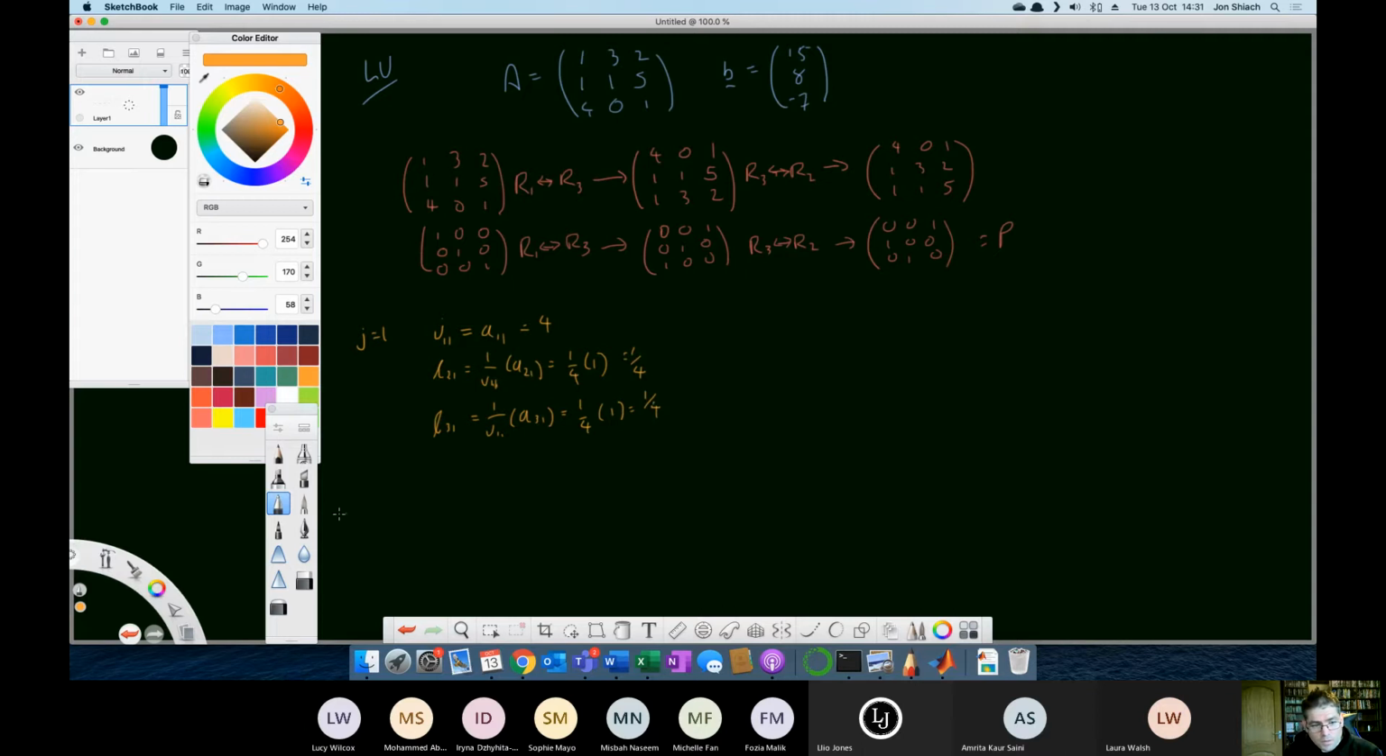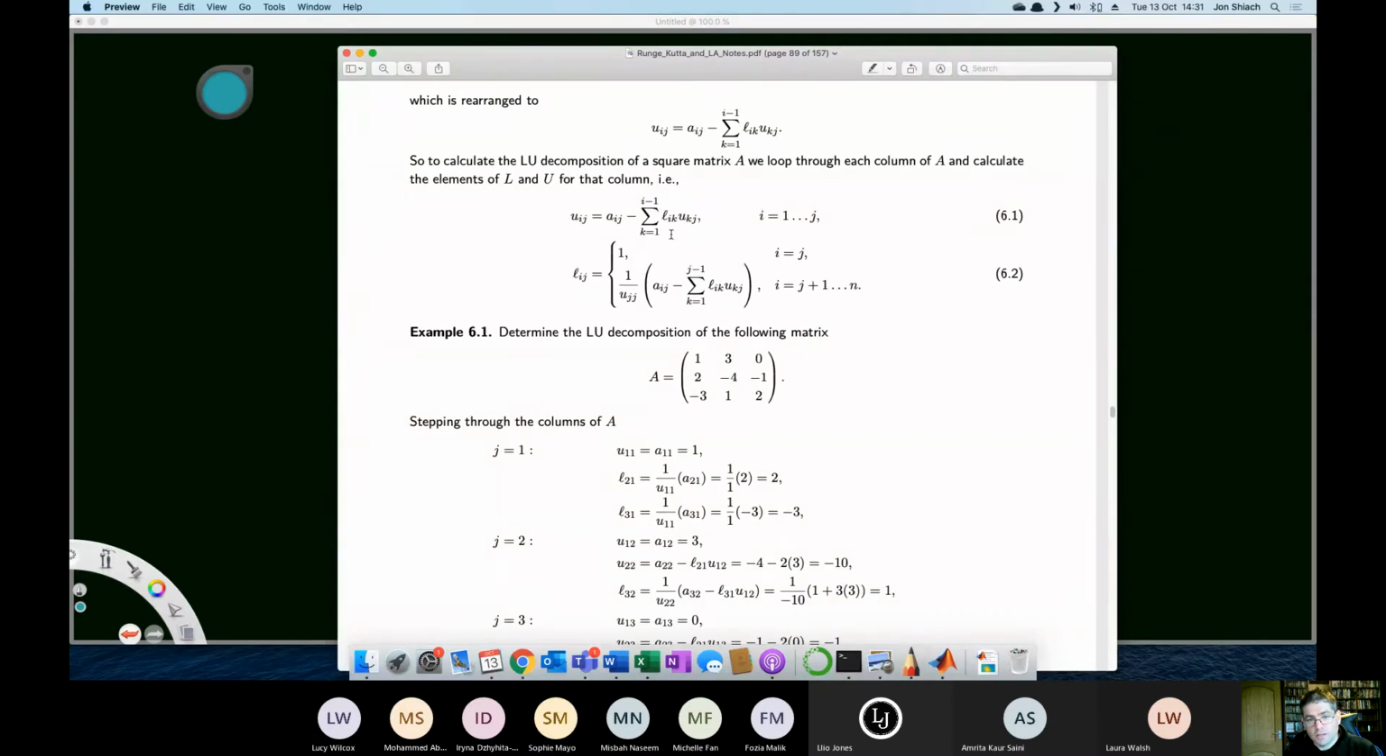If we move on to j equals 2, now we're on the second column. That was our first column, now we move to the second. U12 is equal to A12, which is 0. U22 is equal to A22 minus, and this is where our summation comes in, L21 U12. I'll show you where that was from: that's this summation here. I in this case was 2, so K is just 1, and j was also 2.